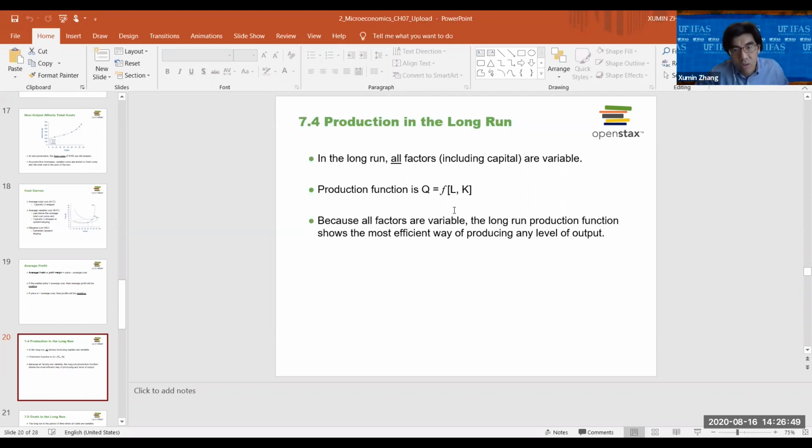The production function will show the most efficient way, because when talking about efficiency, we know that if we can have all inputs variable, then we can define our efficient way of production. So this is how we can make our production most efficient. You might ask, why are you talking about efficiency? Let me tell you the idea behind it.